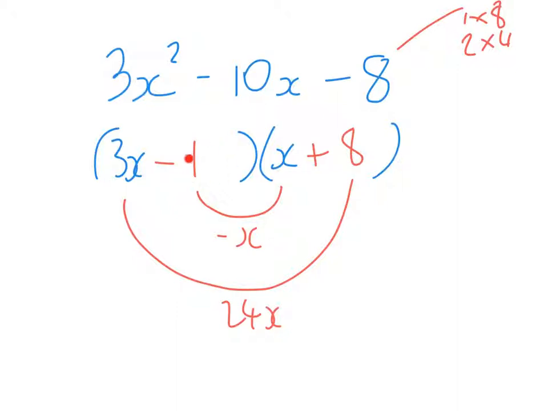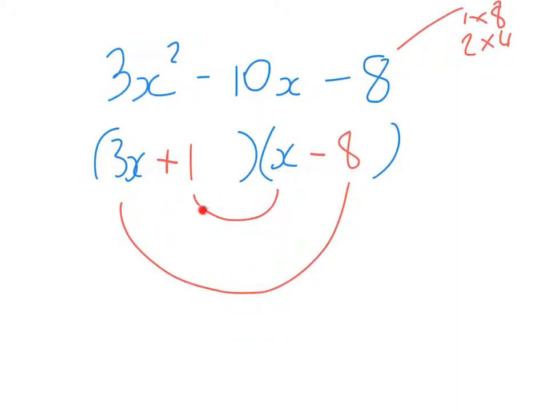Okay, so I'm going to keep the 1 and the 8 where they are, and I'm just going to change the signs for now. Okay, so now we have 1 times x is going to give me 1x, and 3x by minus 8 is minus 24x. So I get x minus 24x. X minus 24x does not give me minus 10x. Okay, so now I'm going to swap the 1 and the 8 and try 8 and 1.